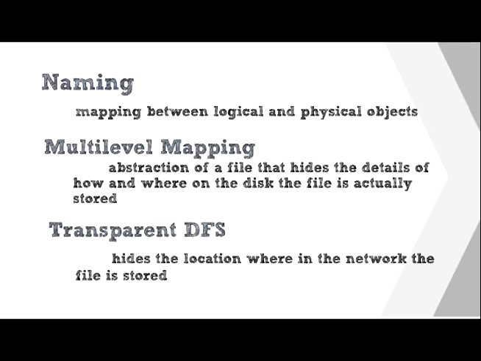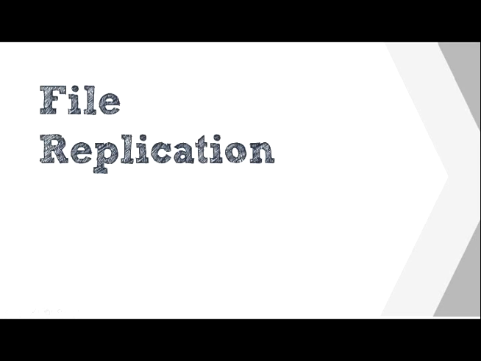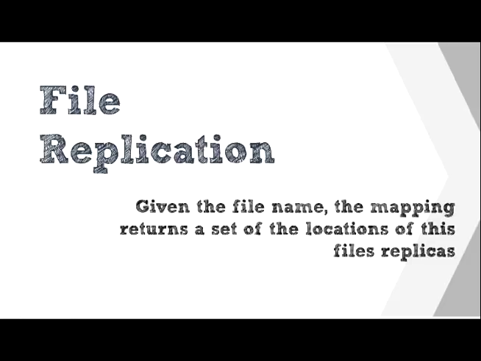Transparent distributed file system. It hides the location where in the network the file is stored. Going a step further with the concept of treating files as abstractions leads to the possibility of file replication. Given a file name, the mapping returns a set of the locations of these file replicas. Naming structures. First we have location transparency, in which the file name does not reveal the file's physical storage location.